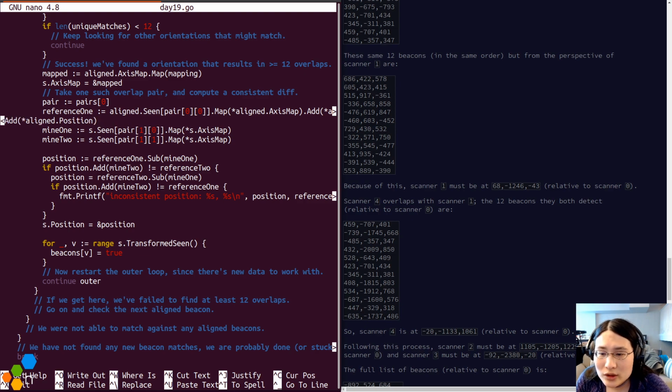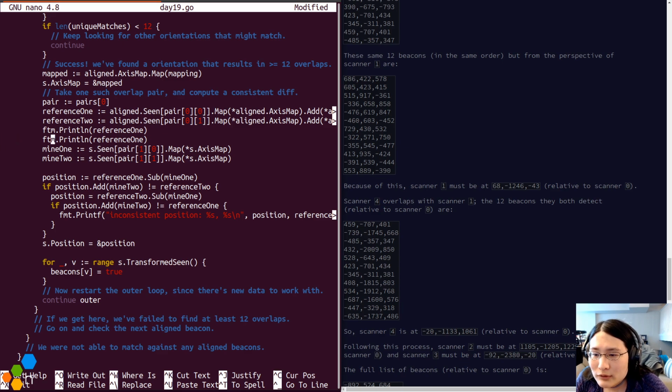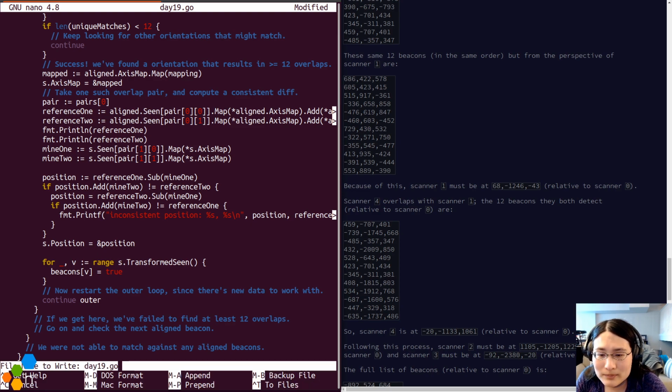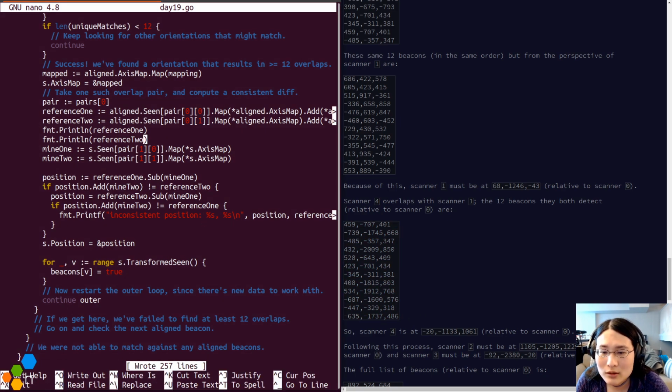So what I'm going to do is print out reference 1 and reference 2, and see whether they line up with any of these that are mentioned here, because that'll give me some insight as to what I'm doing wrong.